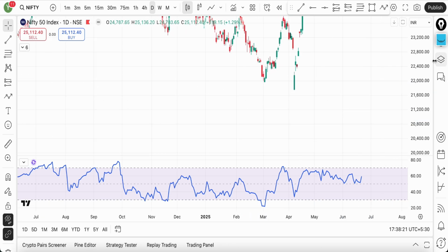You can clearly see that the market made a new low at the same point of time.